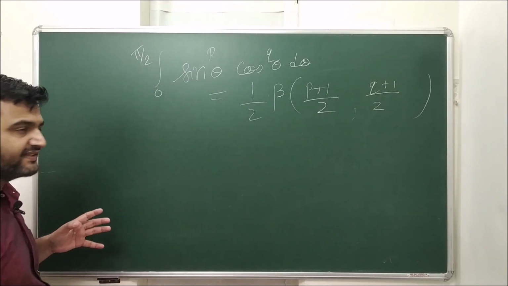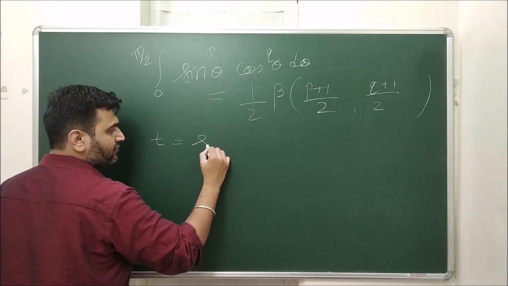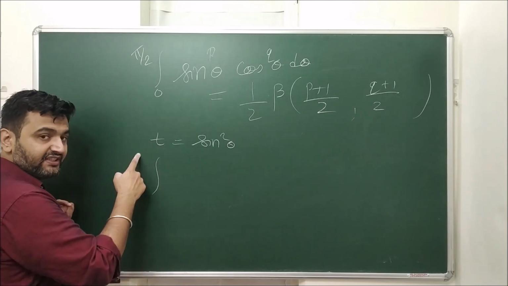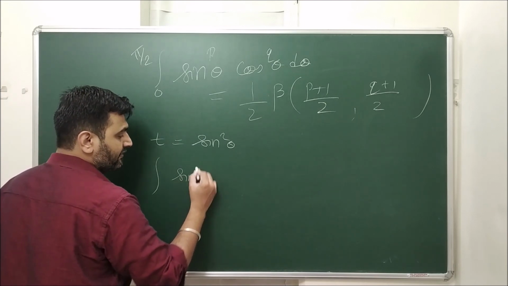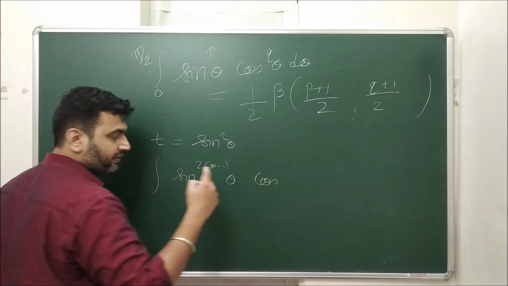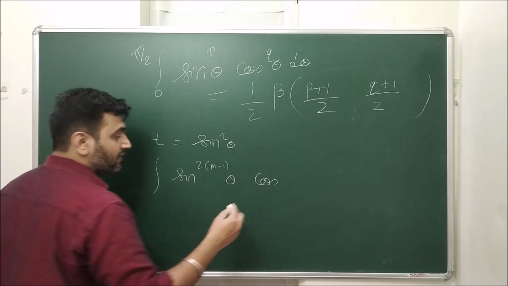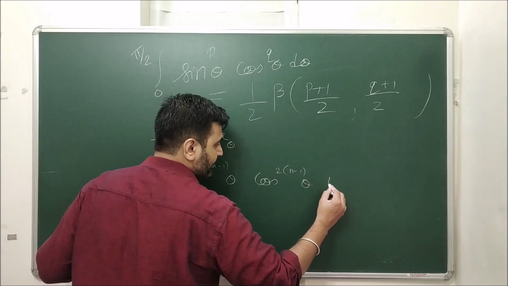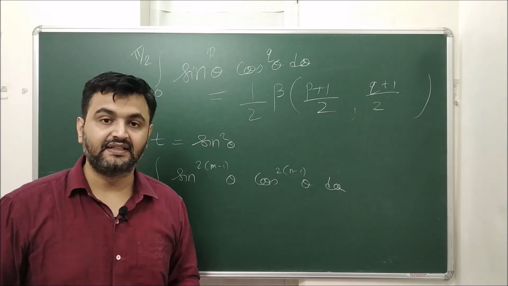Well, the proof is very easy. In the definition of the beta function, you simply put t equal to sine square theta. Once you do that, your limits will change and you have t raised to m minus 1, so sine to the power 2m minus 1 theta, into 1 minus t. But what is 1 minus sine square? Cos square. So 1 minus t means cos to the power 2n minus 1 theta d theta. Call this p, call this q, and you will get the answer.